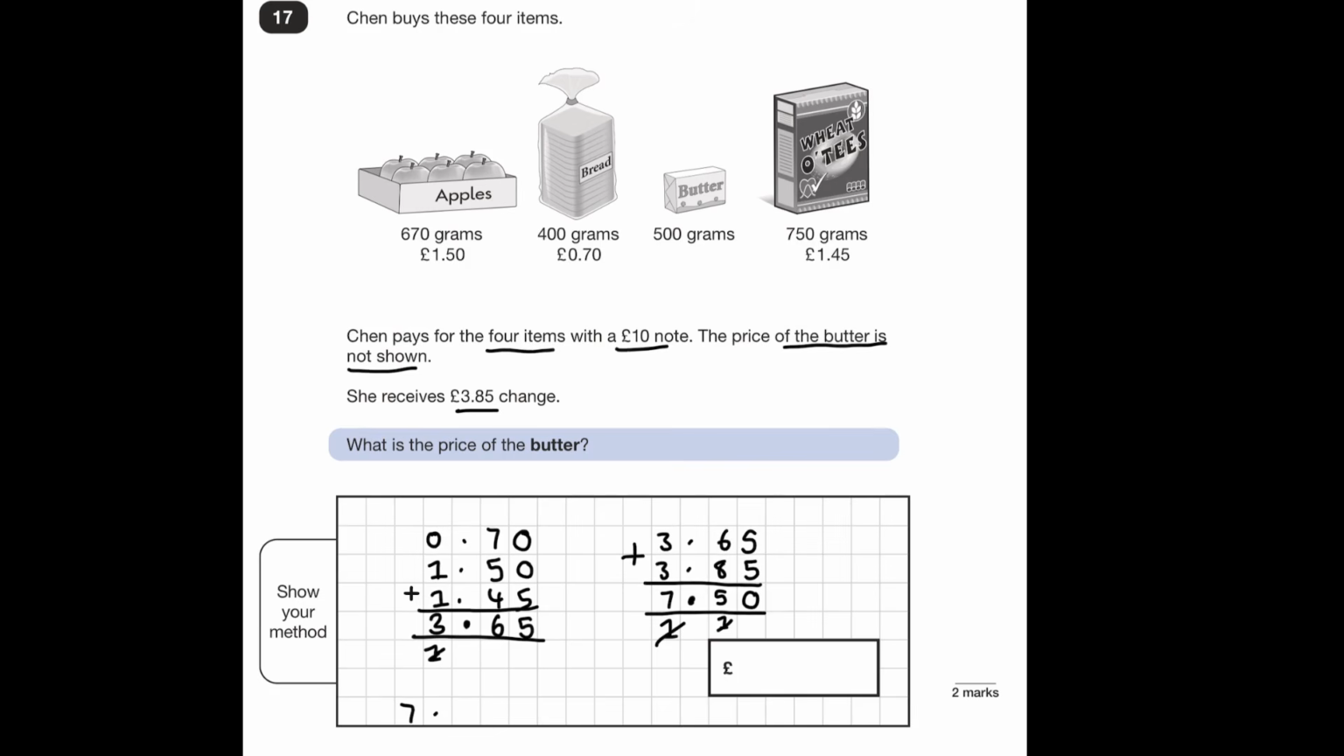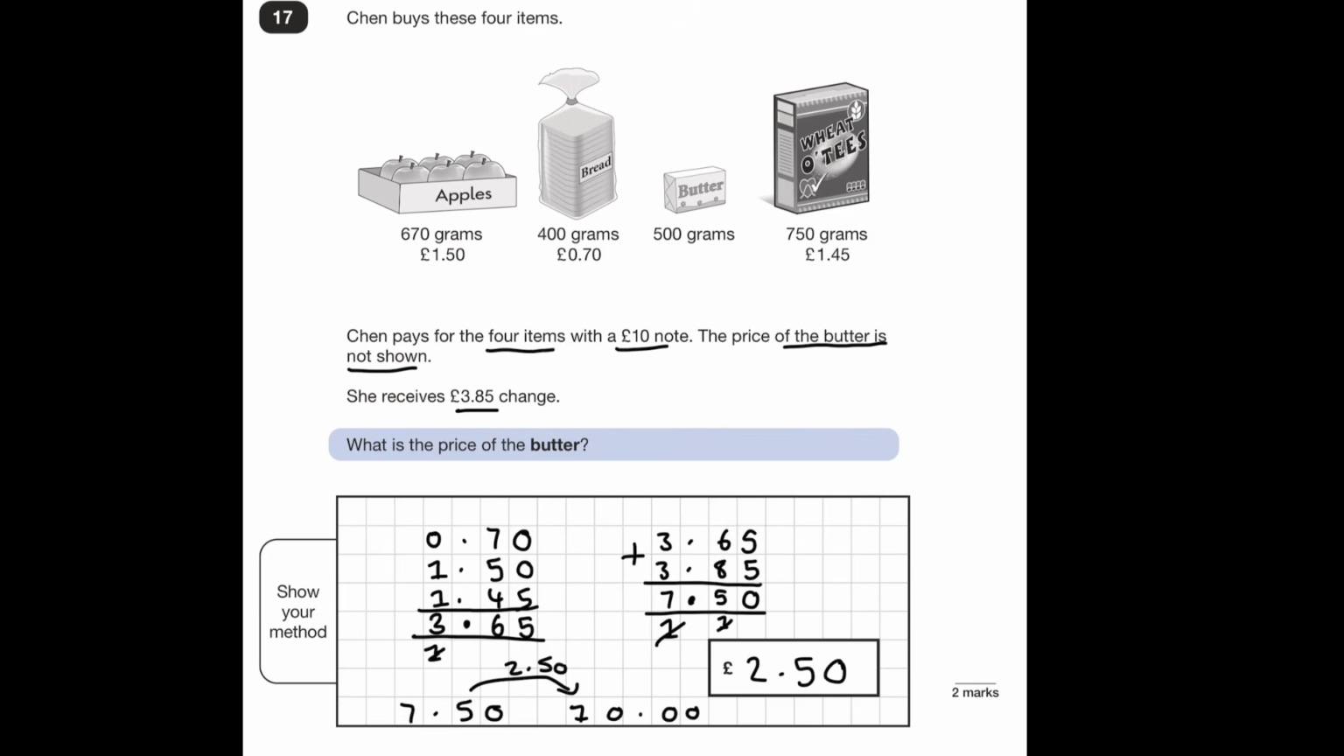So now I just need to work out what the difference between £7.50 and £10 is to see how much she spent on butter. I know that the difference between £7.50 and £10 is clearly £2.50. Because 50 pence would get me to the £8, and then the extra £2 will get me to the £10. I've done it in one go. So that's how much butter cost.